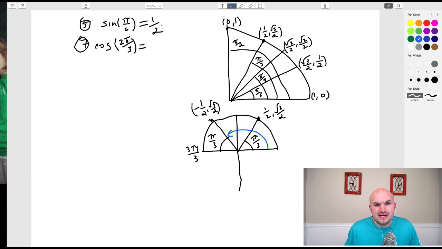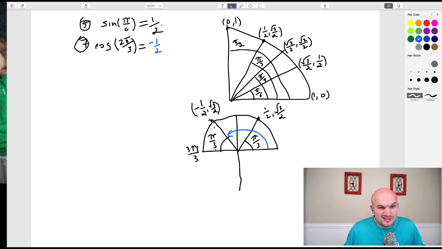And then we want to look at the cosine, which again would represent the adjacent side. So if we created a right triangle here, the adjacent side over the hypotenuse, again, the hypotenuse is 1. The adjacent side is represented by the x-coordinate, which in this case is just going to equal -1/2.